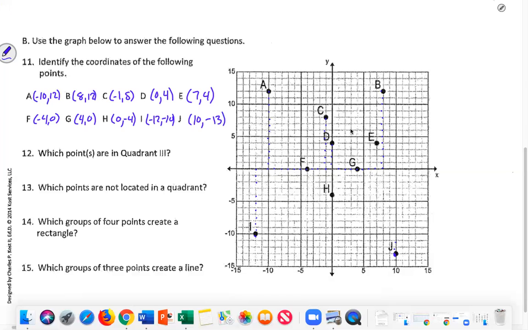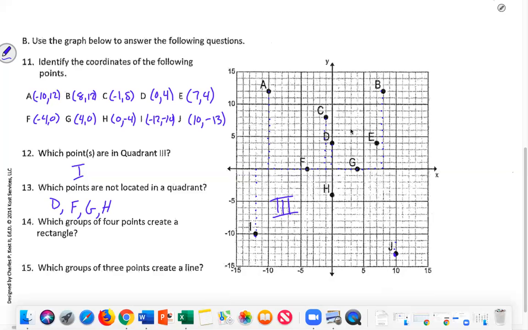Which points are in quadrant 3? So if you recall from earlier, quadrant 3 is this quadrant down here. And the only point in that quadrant is I. F and H are on the axes, so that's not going to be in any quadrant. Which points are not located in the quadrant? Well, that's going to be point D, that's on an axis. F, G, and H, they are all on an axis. Okay?